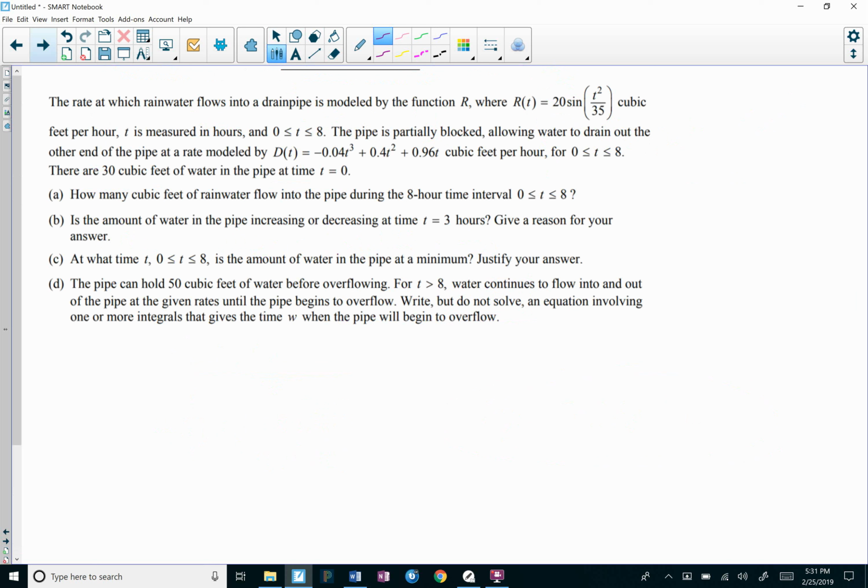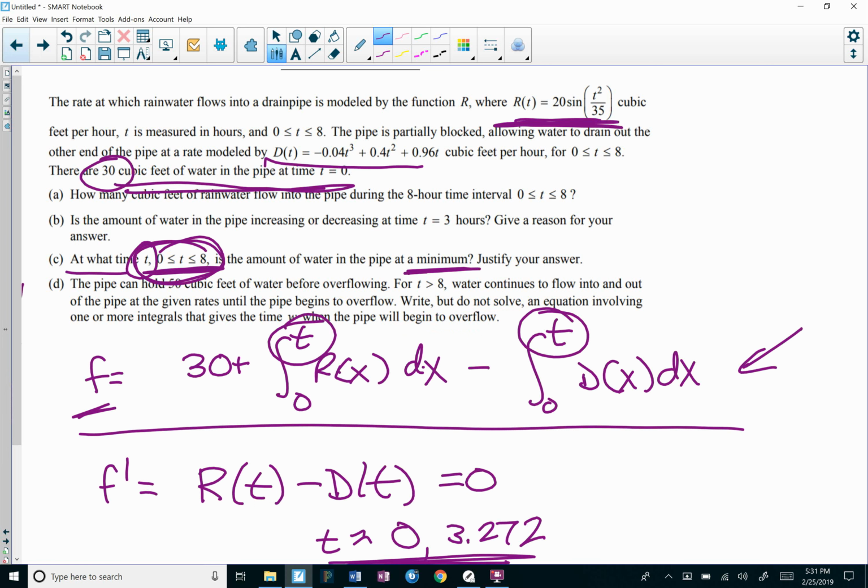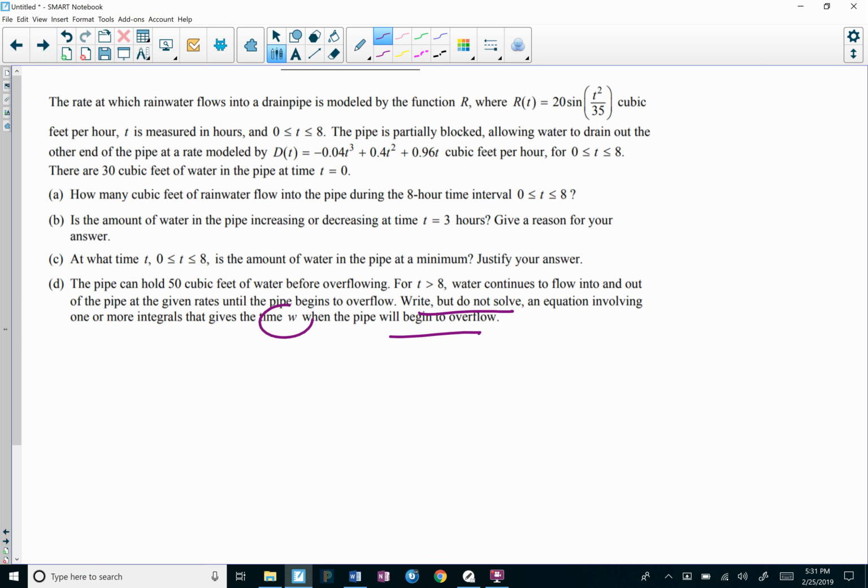Okay, part D. So here we go. The pipe can hold 50 cubic feet of water before overflowing. But do not solve an equation involving one or more integrals that gives the time when the pipe will begin to overflow. Well, if you got the equation in part C, you pretty much have part D. But part D says a time W. I kind of overwrote that, time W. So we don't want T, we want W.